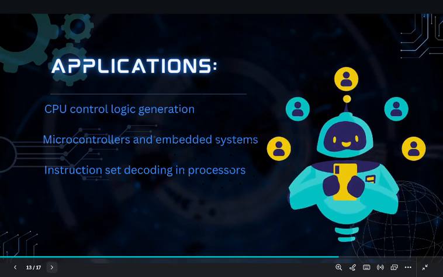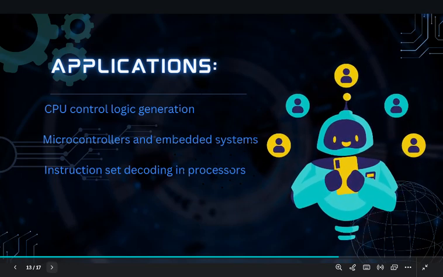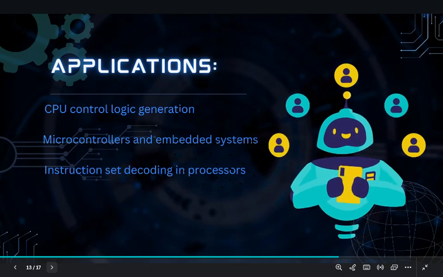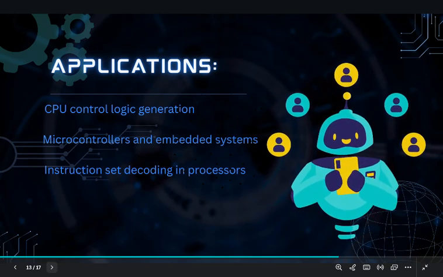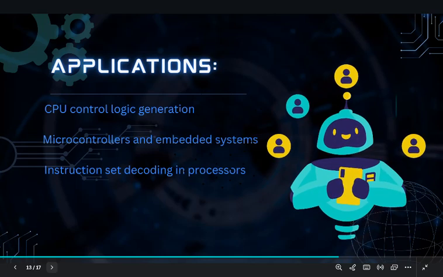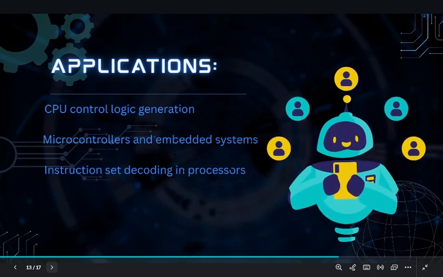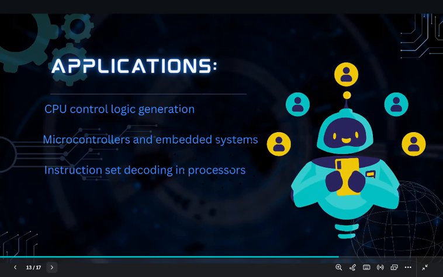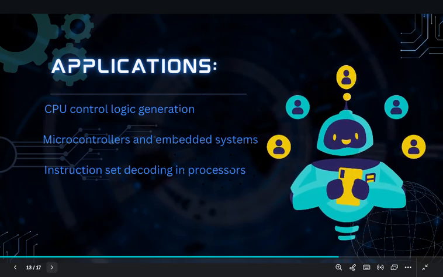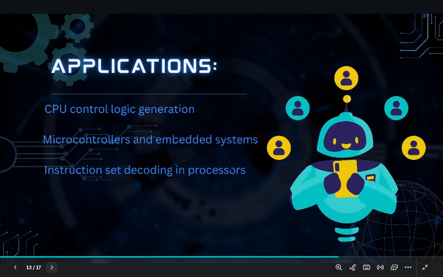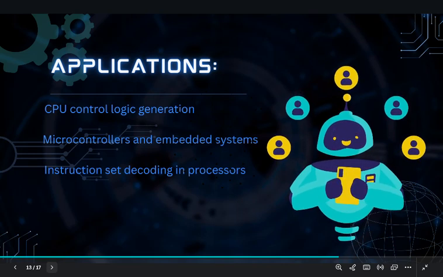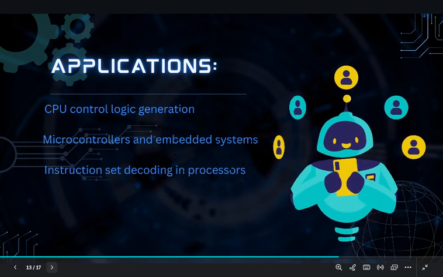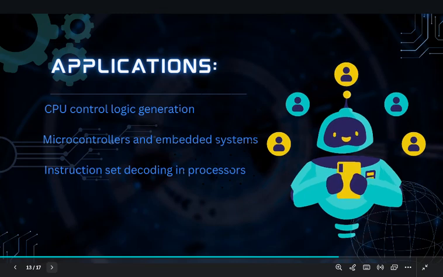Applications. Instruction decoders are used in a wide range of systems including CPU control logic generation, microcontrollers and embedded systems, instruction set decoding in advanced processors, and FPGA or digital circuit design. Essentially, any system that executes binary instructions needs a decoding unit to translate machine code into hardware actions.